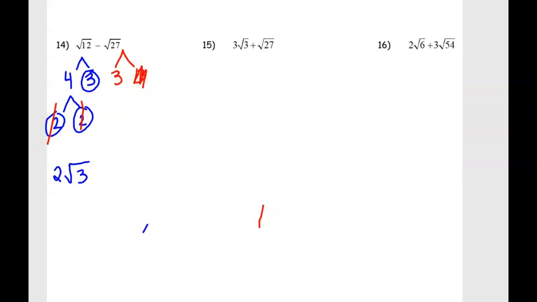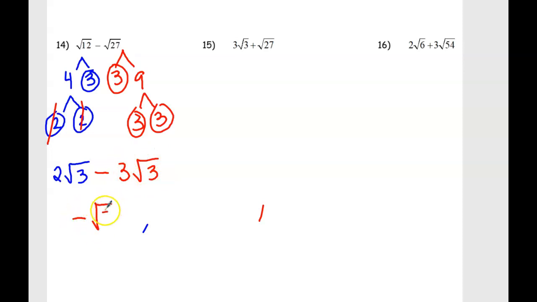27 is 3 times 9. Whoops, got ahead of myself there. 3 times 9, 3 is prime, and then 9 is 3 times 3. So we can represent radical 27 as, since we're subtracting, 3 radical 3. All right, once you have it in this form, 2 minus 3 is negative 1, or just negative radical 3.